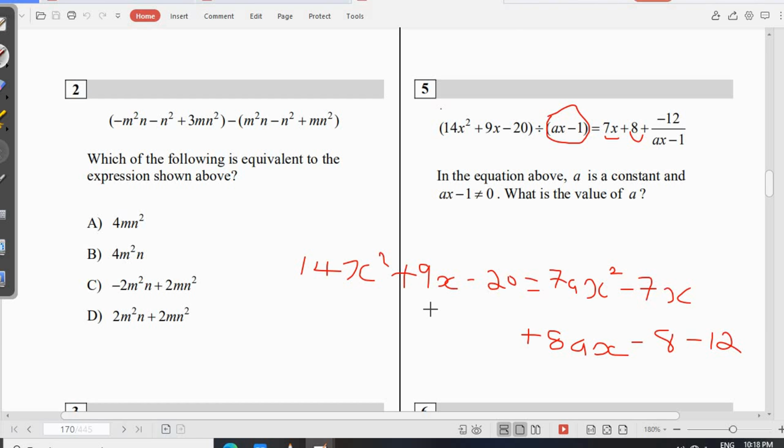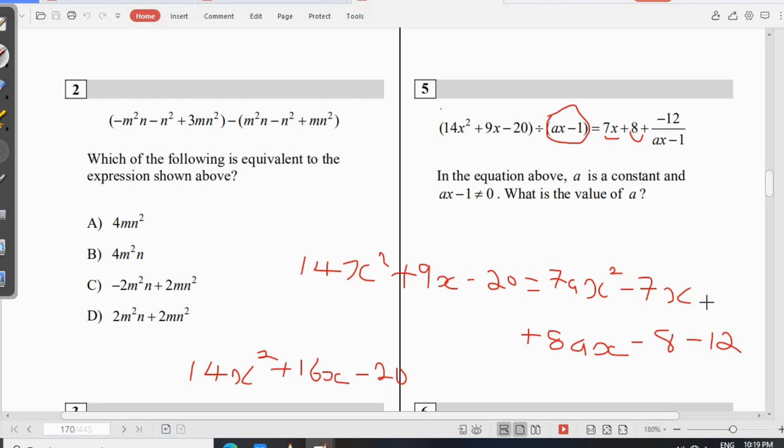So here we're having things that look similar. We can rearrange this to make it look fine. I'm going to carry minus 7x to the other side, and you get 9 plus 7x. So that will give you 9 plus 7 is 16. So we have 14x squared plus 16x minus 20. You see, minus 8 minus 12 here is minus 20.